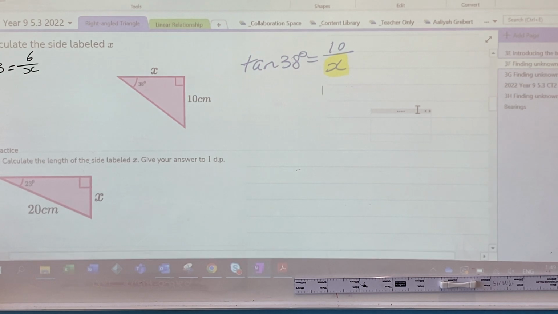Is that okay? Let's write this down. So x is 10 divided by 10, 38 degrees. Then once again type into our calculator, 10 divided by 10, 38. We get, let's quote, 12.8 centimeter.